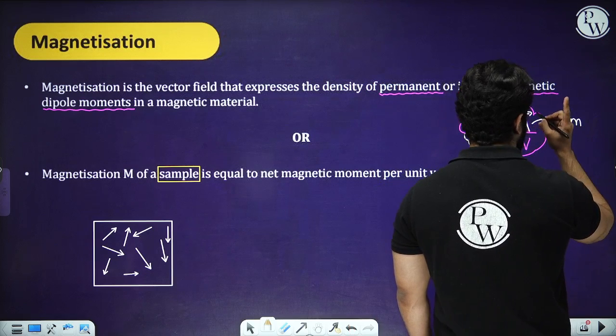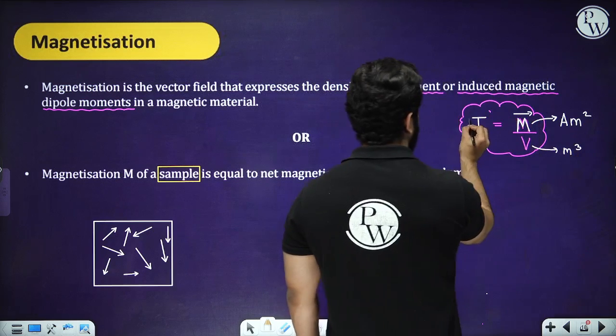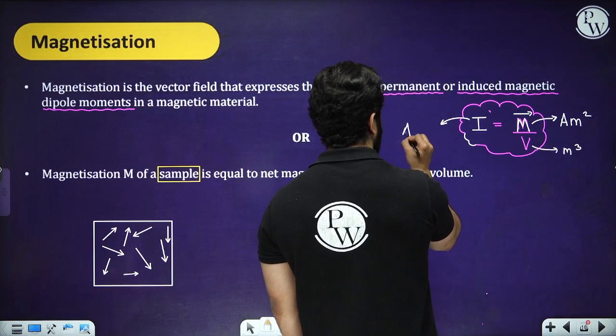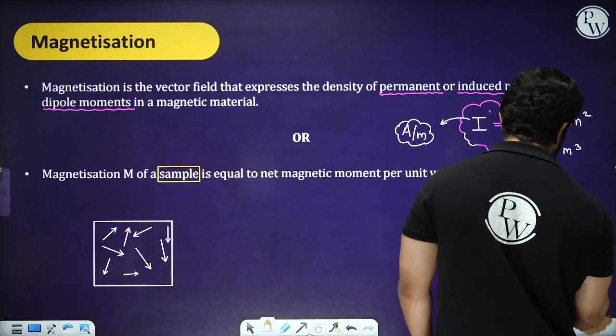Magnetic moment is ampere meter square. This one is meter cube. So intensity of magnetization has got unit of ampere per meter, right? Now let's again come back to our diagram.